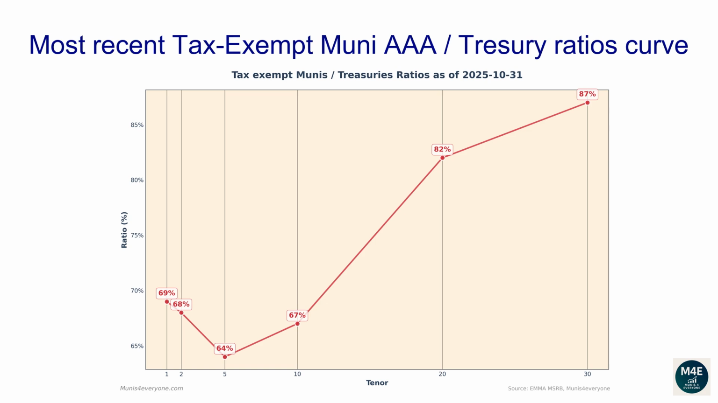The current one-year ratio is 69%. The 2 years ratio is 68%. The 5 years ratio is 64%. The 10 years ratio is 67%. The 20 years ratio is 82%. The 30 years ratio is 87%.